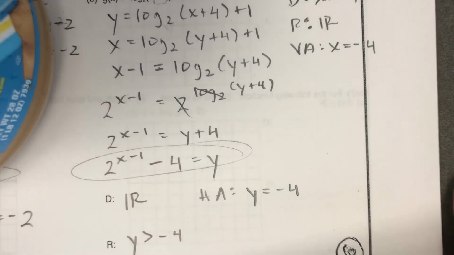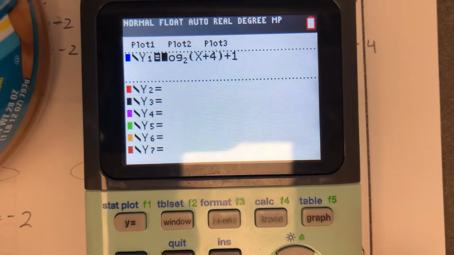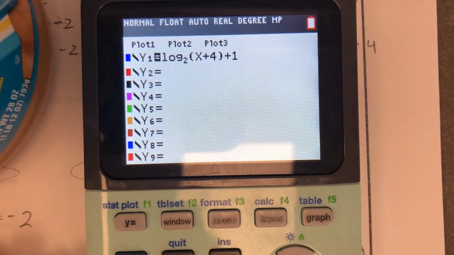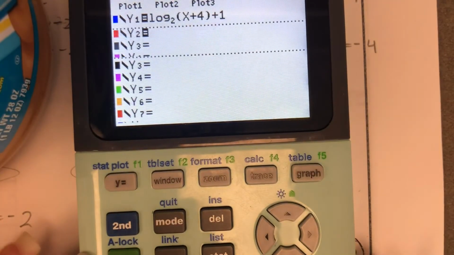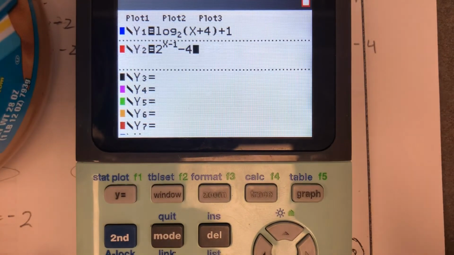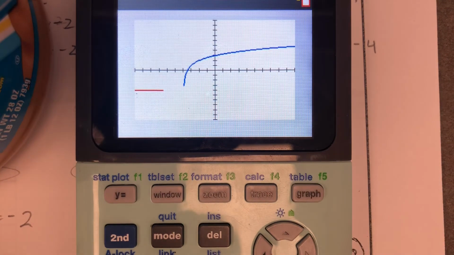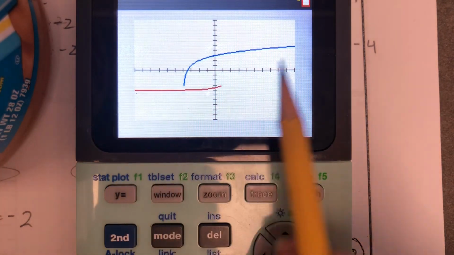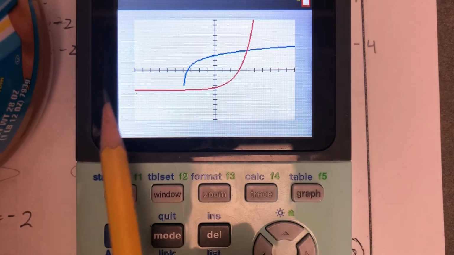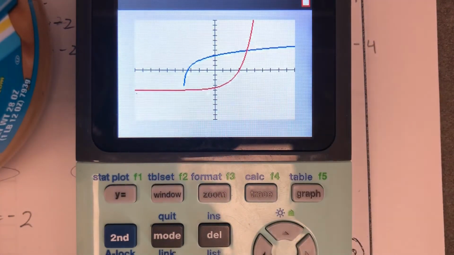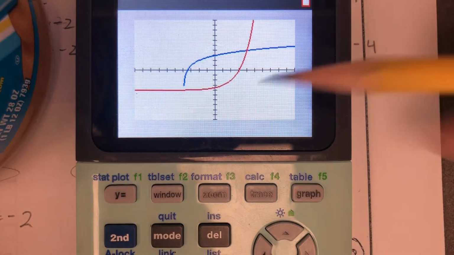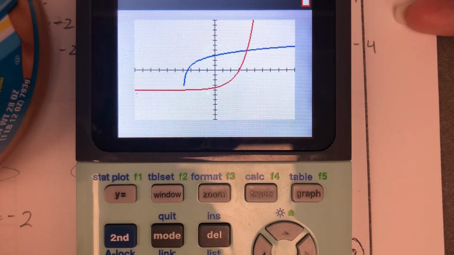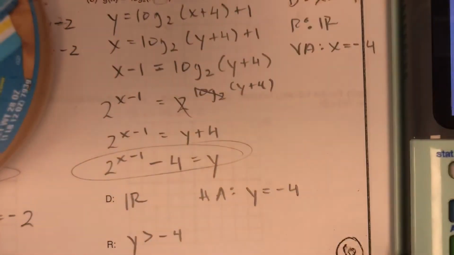So let's confirm that. Let's go look at the graph. If we put in 2 to the x minus 1 minus 4, and we'll take a look at the red graph now. What we're seeing is a horizontal asymptote at -4, all x values from -infinity to +infinity, so the domain is all reals, but the range is -4 or greater, and that's exactly what we wrote here.